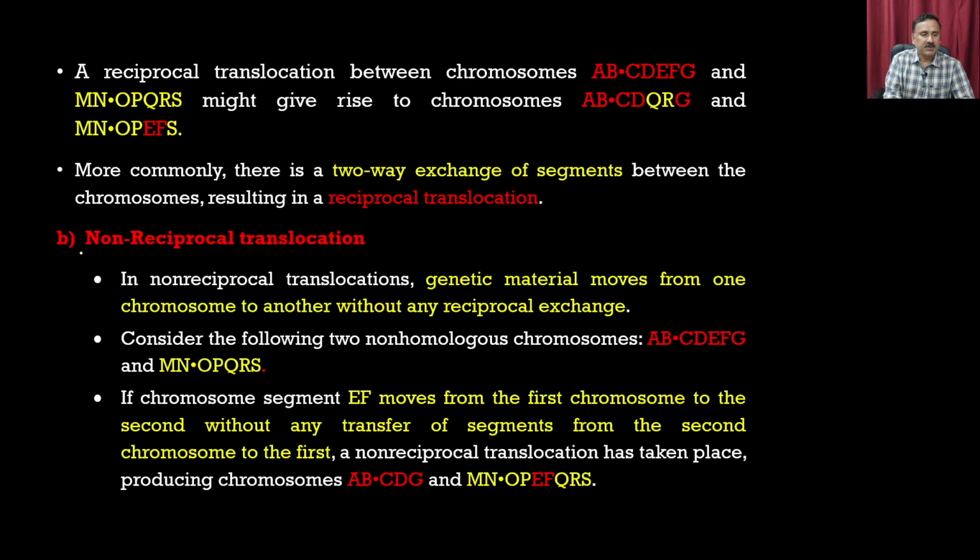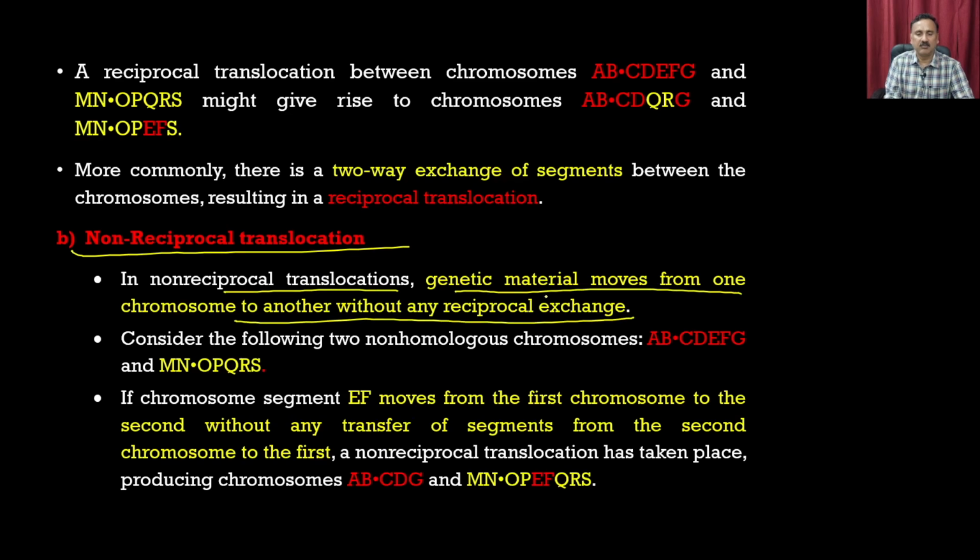Then the non-reciprocal translocation. In a non-reciprocal translocation, the genetic material moves from one chromosome to another without any reciprocal change. So for example, if you have two non-homologous chromosomes like A, B, C, D, E, F, G, and M, N, O, P, Q, R, S, and if there is a non-reciprocal movement, then there will be some movement between them. So you basically have the EF, which is moved from this chromosome to this chromosome, and as a result this chromosome changed to A, B, C, D, G, and this one is going to change to M, N, O, P, E, F, Q, R, S, right?